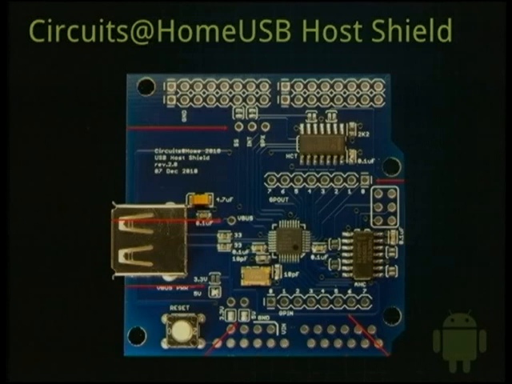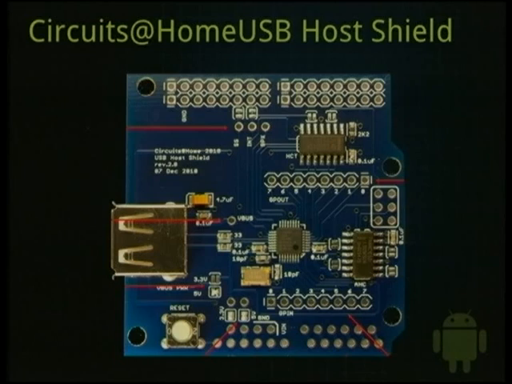Where all of this came from was a shield called the Circuits at Home USB host shield. This predated the ADK, and it's really what was the genesis of the ADK. This is a shield that implements USB host functionality so that you can plug in various devices. The idea was that it could be used for plugging in cameras or whatever else you wanted to do, like GPS modules, and make them accessible on Arduino. The design for this is what became the core of the ADK.